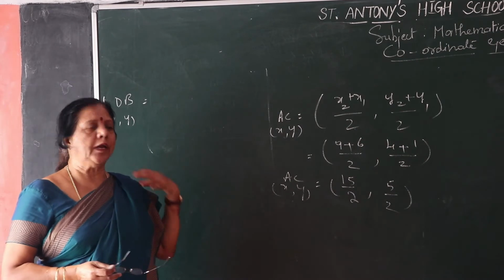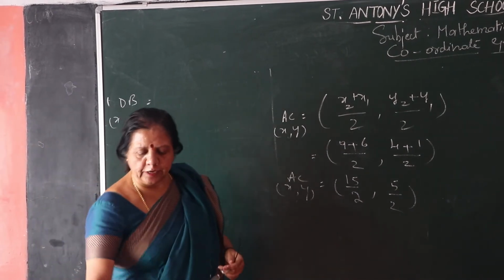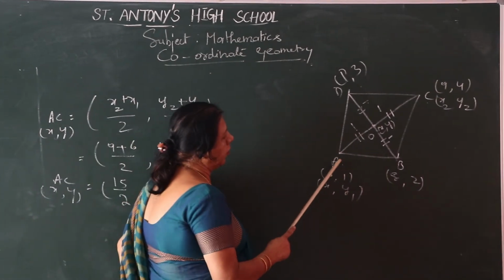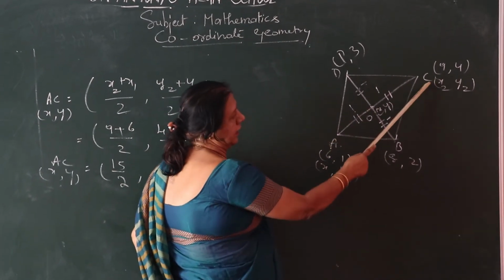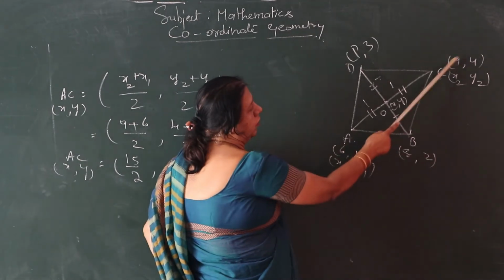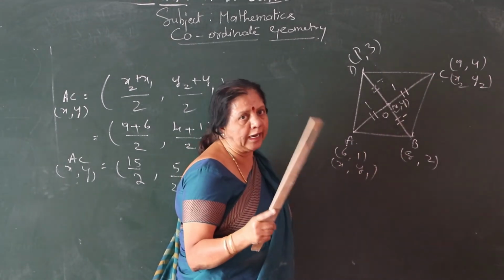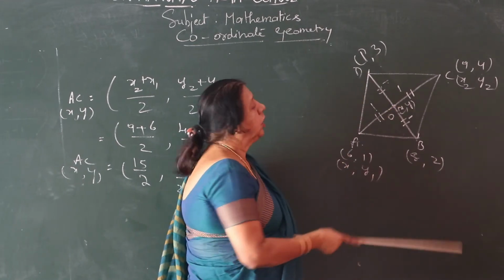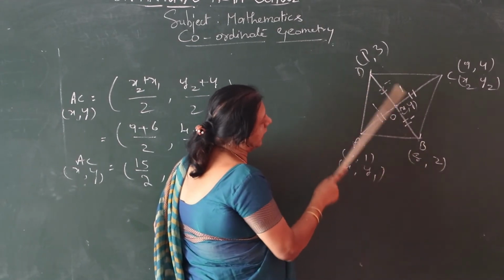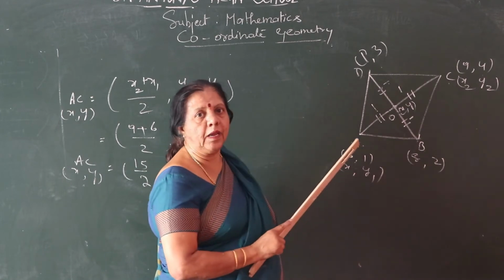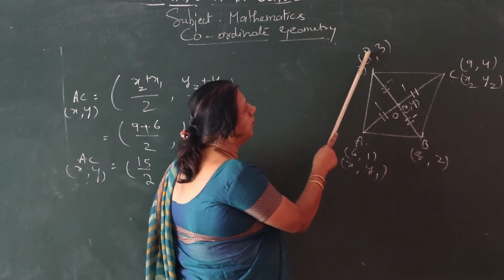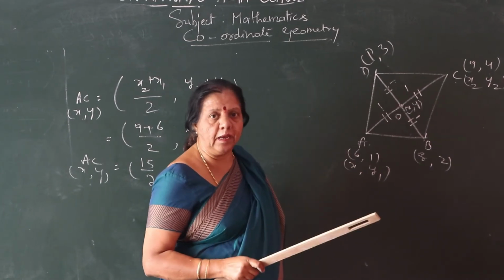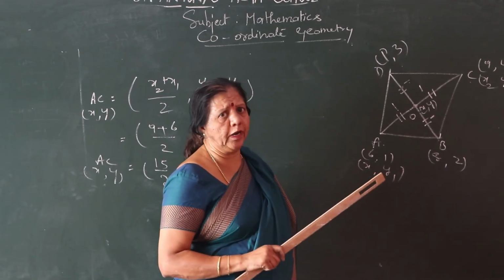Now another point, DB, children. Another diagonal. You know, one diagonal is very easy. See, look at the board. One diagonal is very easy. But here only numbers you got. You found the point x and y, the intersection point. You go for another diagonal, D and B. But here one unknown P is there. So we have to find out the value of P. It is very easy. No need to worry at all.